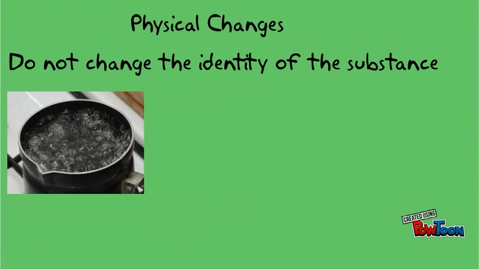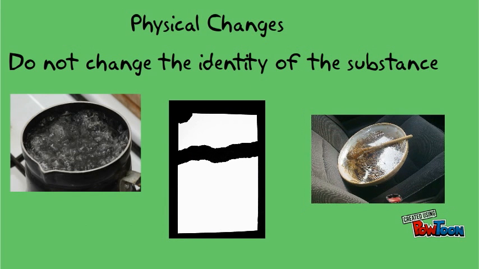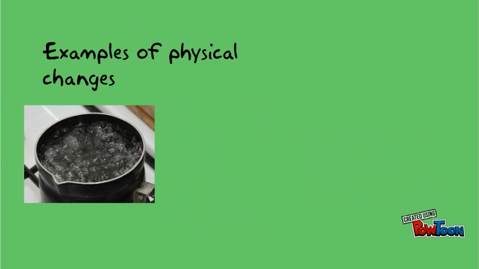Physical changes do not change the identity of a substance. So if you do something to it and it's still the same substance, then it was a physical change. Example, boiling water: if it's still water, you just change it from a liquid to a gas phase, that's a physical change.